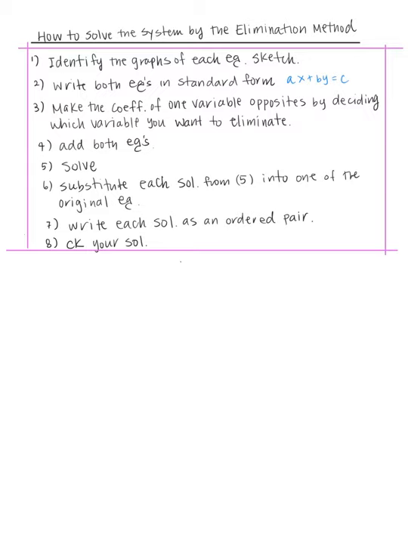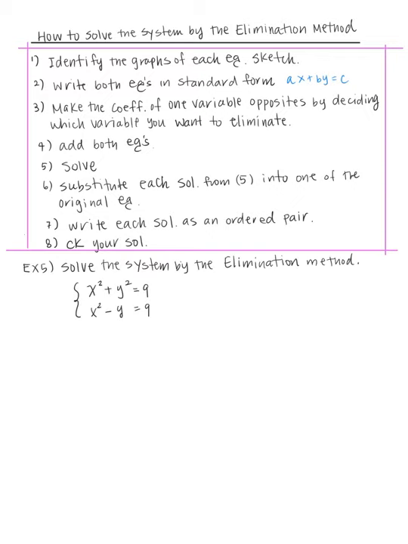Then you're going to substitute each solution that you got from step 5 into one of the original equations and write each solution as an ordered pair, and then check your solution to make sure that your proposed solution satisfies both equations. You're like, oh my gosh, what is going on? It's not as bad as you think. So I think the best way to do this is by example. So let's take a look.